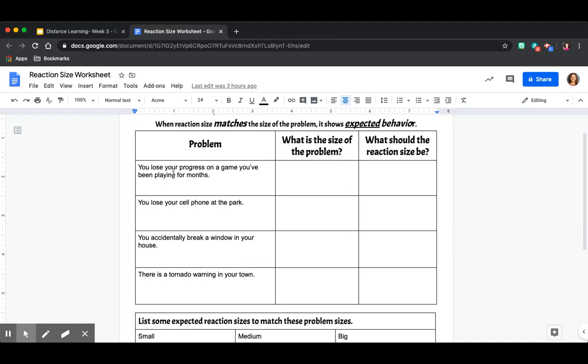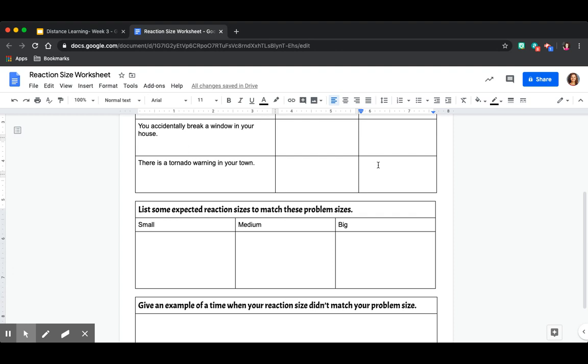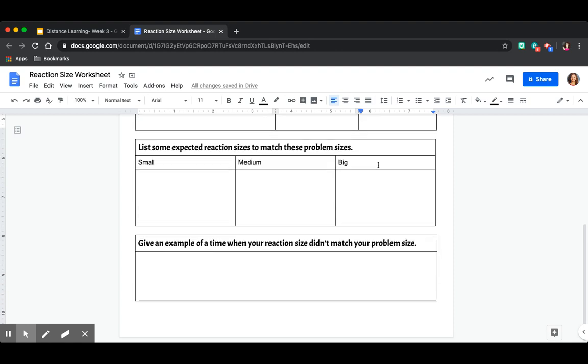And so you lose progress on a game you've been playing for months. What is that size of the problem? We talked about how that was a small problem size. So what should the reaction be? Well, I hope that you're going to have a small reaction to that as well. Okay? You're going to finish those.